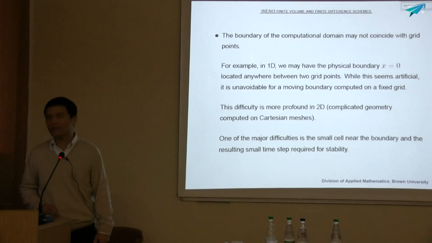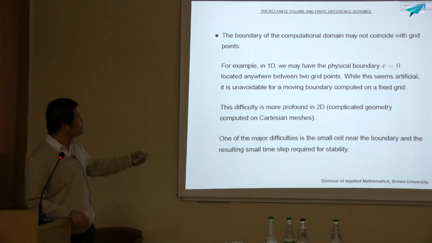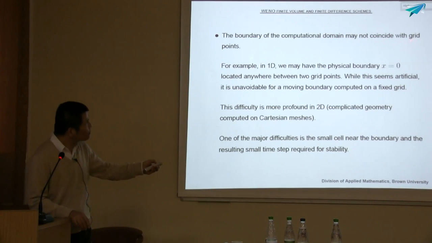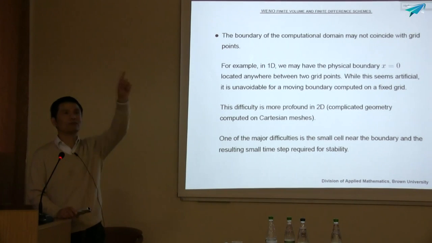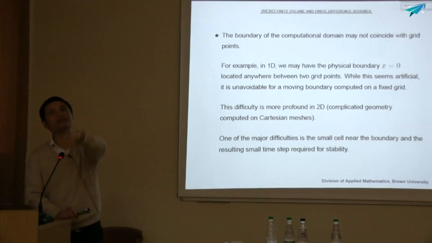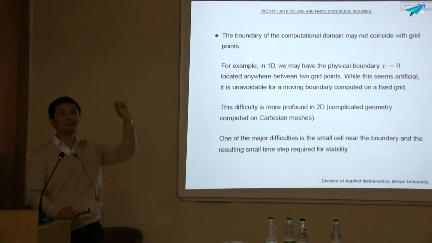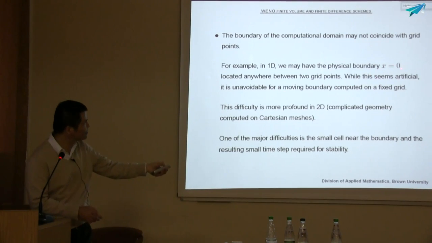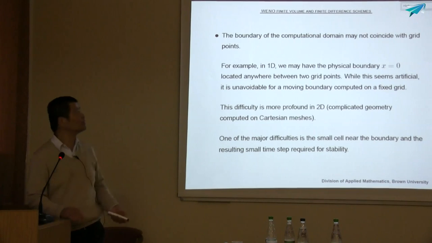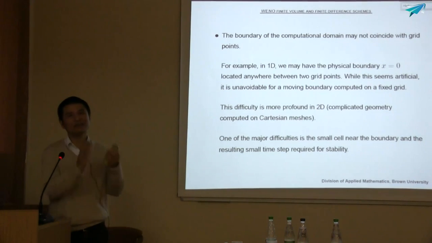The boundary treatment has a second difficulty, which is that the boundary of the computational domain may not coincide with grid points. This is especially the case for multi-D. Suppose you want to compute on an arbitrary shaped domain, but you put a just rectangular mesh covering it. Then certainly the boundary of the domain usually does not coincide with your grid. So this is the second difficulty. Even in 1D, you could imagine that x equals 0, this physical boundary, is between two grid points. It's not landing at a grid point.